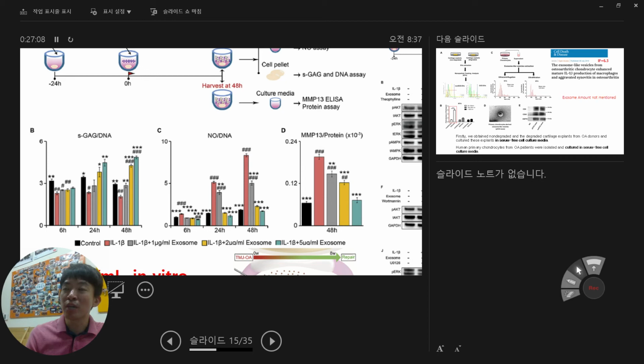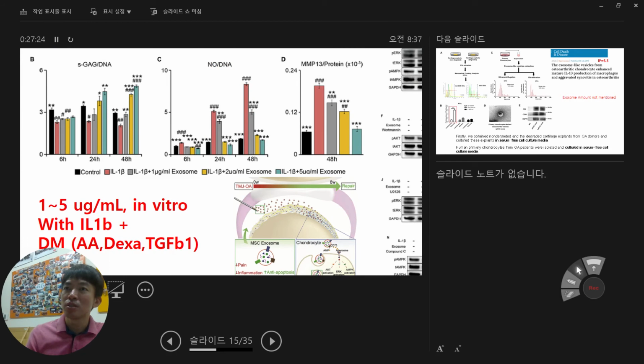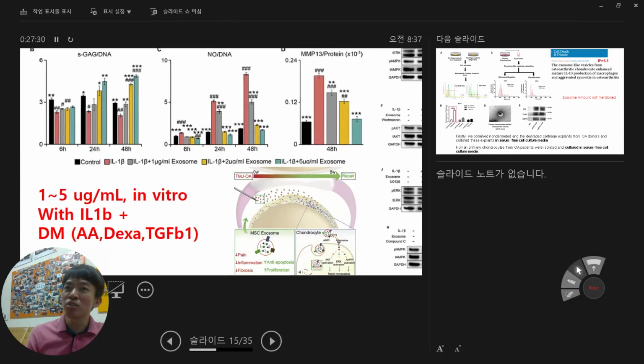GAG formation should be increased in this chondrogenesis. And NO level, which is called ROS, can go down. MMP13 level goes down at 5 microgram per ml exosome. And in the in vitro condition, they use this amount of microgram per ml exosome with IL-1 beta and this kind of differentiation media, and they check. So if we want to collect exosome from chondrocytes, maybe we can use similar conditions.